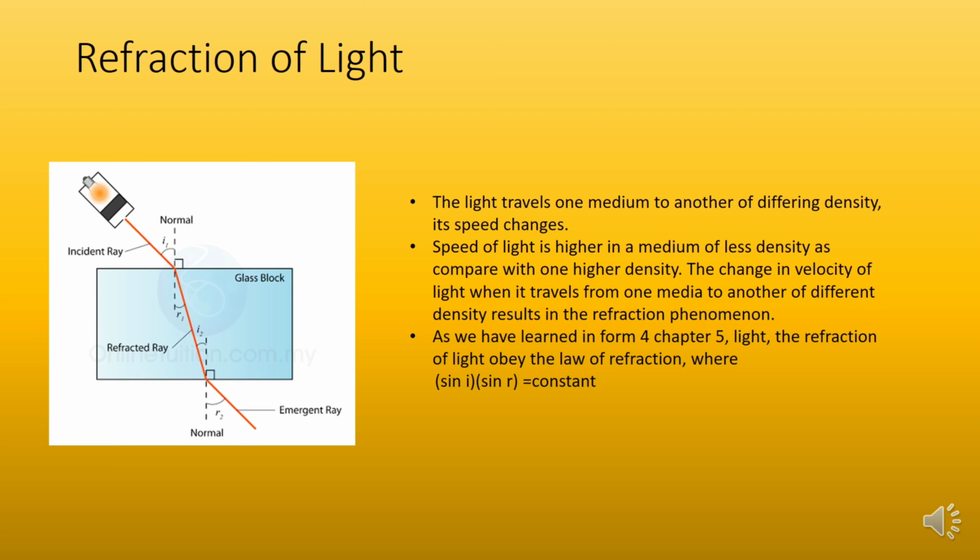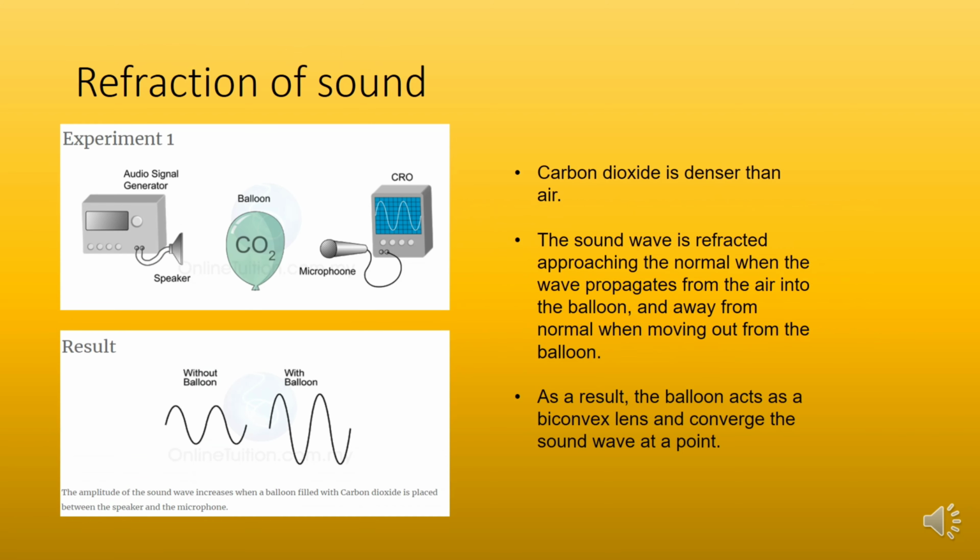The change in velocity of light when it travels from one medium to another of different density results in the refraction phenomenon. That's what we basically talk about. The density changes, hence the speed changes and refraction occurs. Also, from chapter 5, light, refraction of light obeys the law of refraction, where sine i over sine r equals a constant.